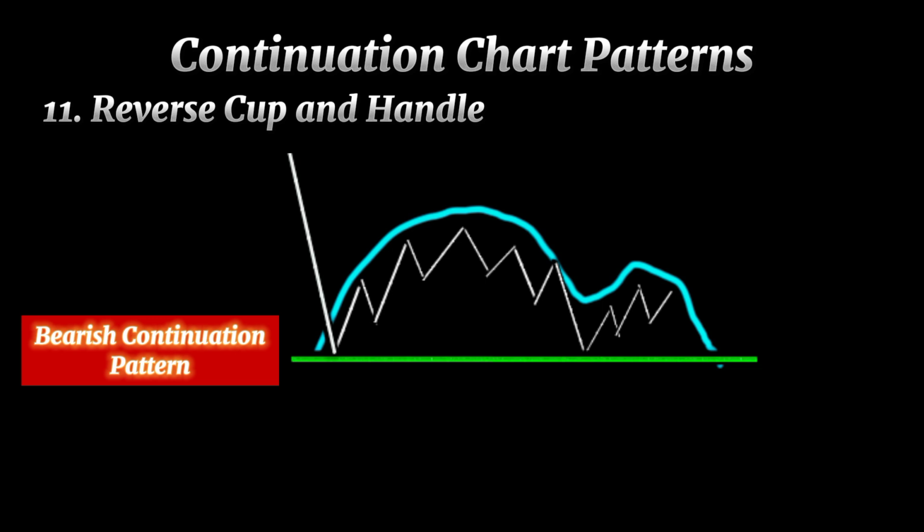So when price finally breaks this support and then retraces back to test it as resistance, then we have a sell signal. The stop loss should be placed above the highest high of the handle, or the small arc, and the take profit target should be at least 3 times the size of the stop loss.